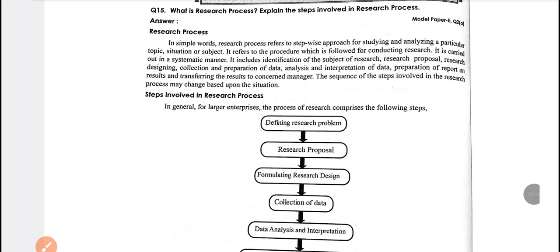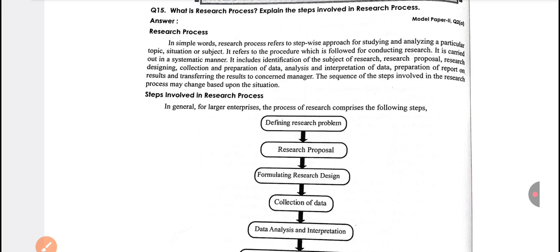For example, you are doing a research. What are the steps? What is the procedure? What is the process we need to follow? The first one is defining the research problem. What is your problem? You need to identify it. That is the main thing in this.